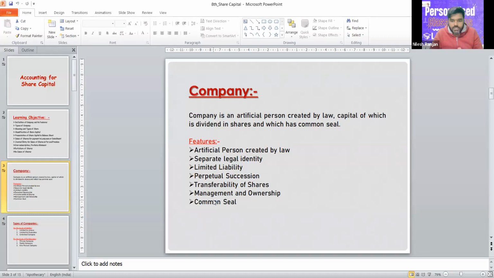As a common seal. Okay. Yes, sir. You can add perpetual succession in this definition. Common seal is there. So that's it. This is a very small definition, very easy to remember. So a company is an artificial person. First thing is artificial person.